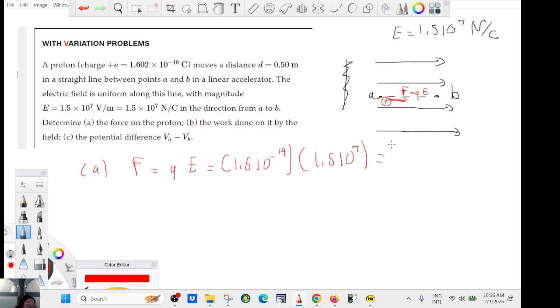You get that? Is that 2.4 times 10 to the negative 4, no? No, it's not good. So what is that? Or 10 to negative 12? Oh, okay, okay. Yes, because it's minus 19. Okay. Newton.